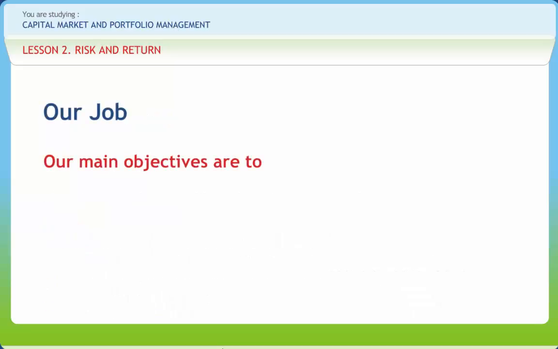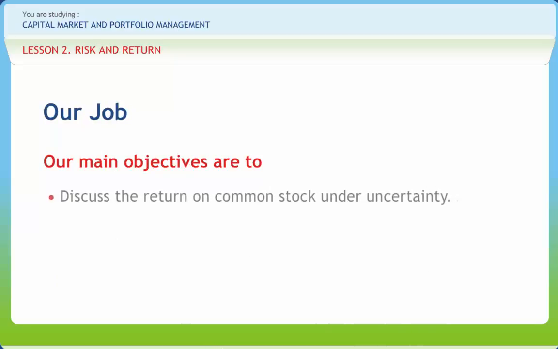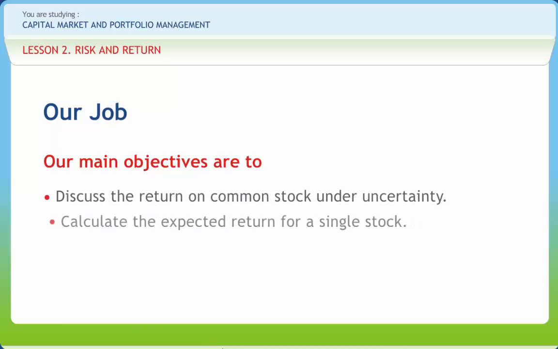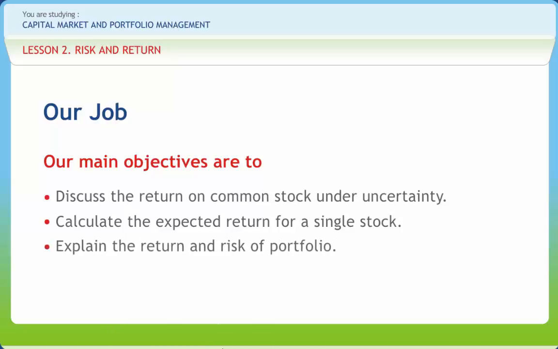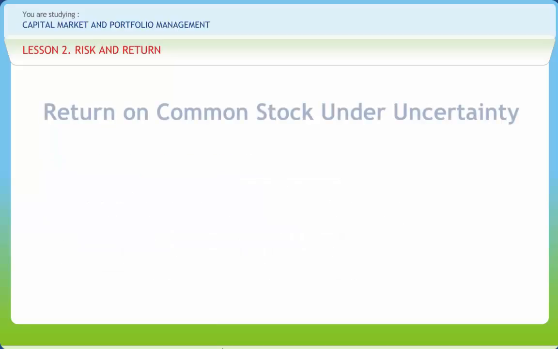After going through this presentation, you should be able to discuss the return on common stock under uncertainty, calculate the expected return for a single stock, explain return and risk of portfolio, describe the portfolio diversification and risk. Risk represents the marginal cost of investing. A trade-off always arises between expected risk and expected return.